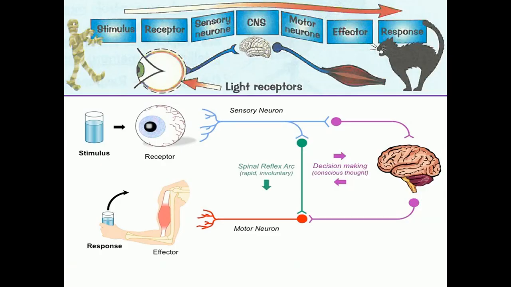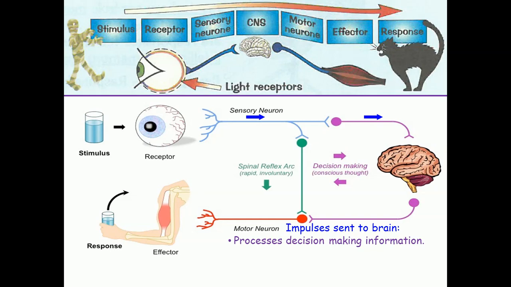Now that was one example of a neural pathway, but sometimes the impulse is sent to the brain as well, and this tends to happen when you're trying to process and make a decision. So this is a conscious thought, it's when you're trying to think of something.